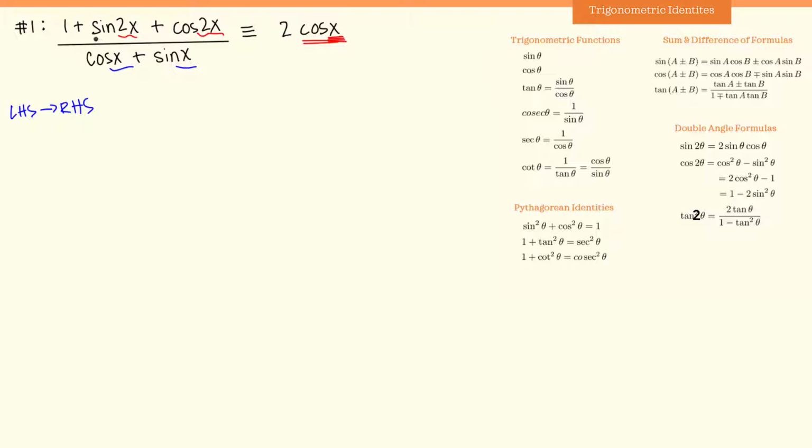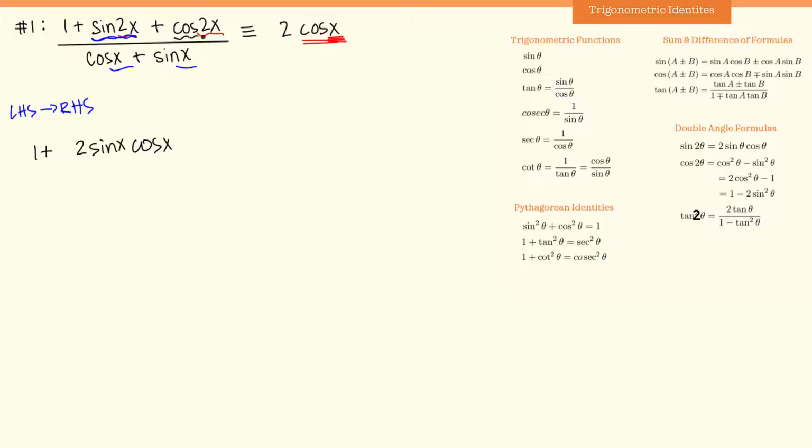So first of all, I will convert sine of 2x into a trigonometric function that has a single angle in it. And there is only one double angle formula of sine function, which is sine of 2 theta is equal to 2 sine theta cosine theta. So in place of sine of 2x, I will write 2 sine x cosine x. So this becomes 1 plus 2 sine x cosine x.